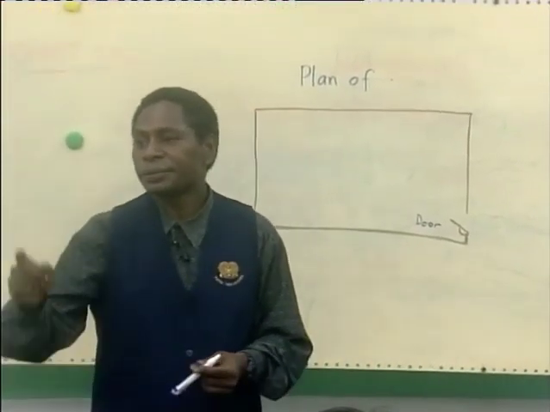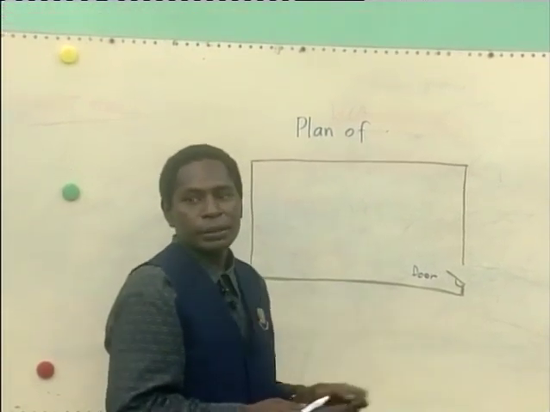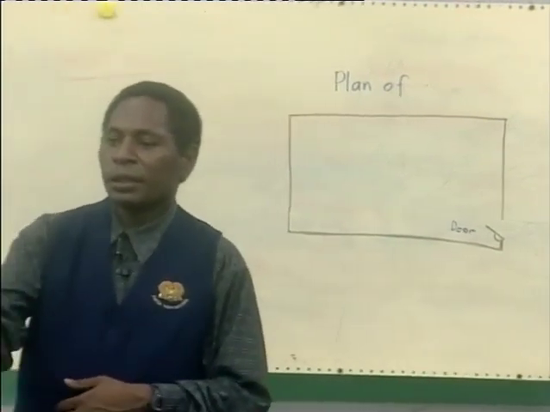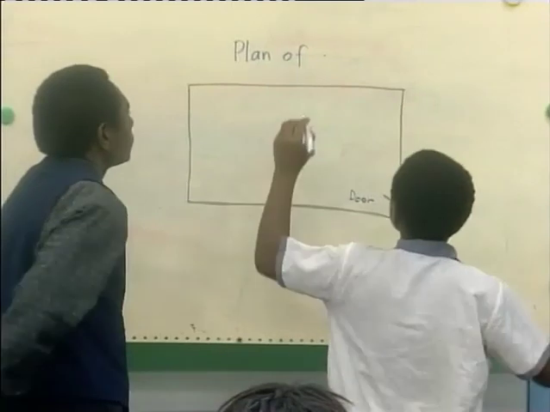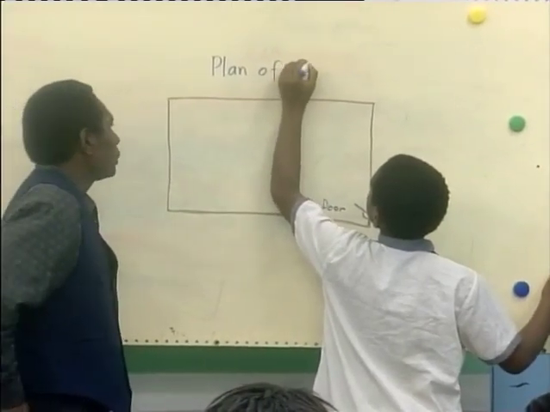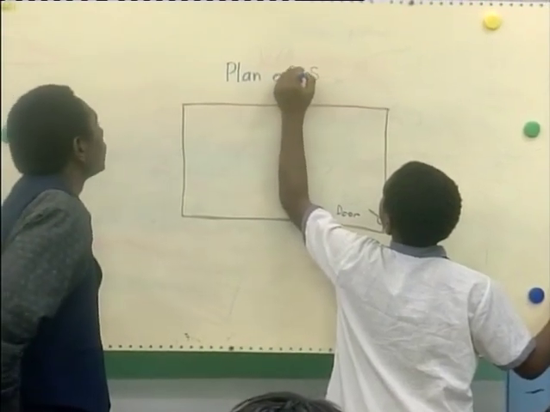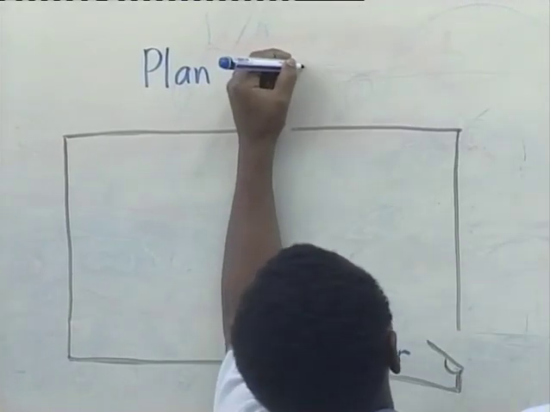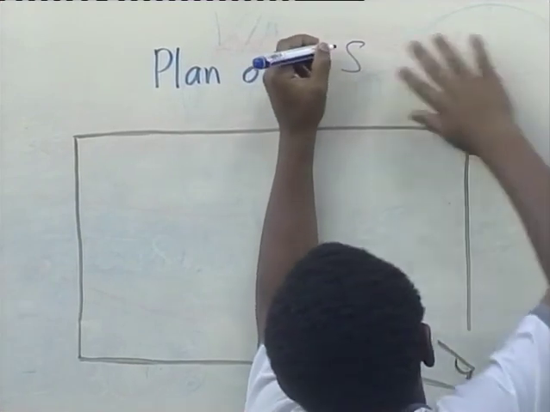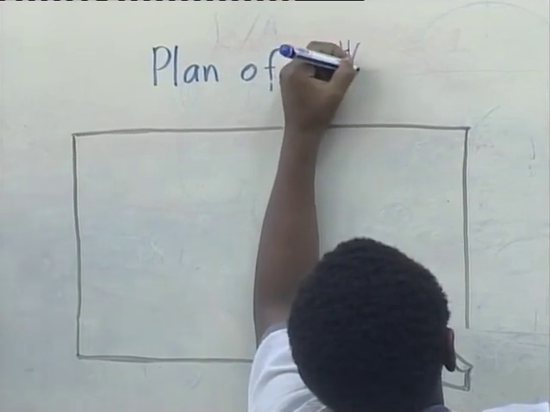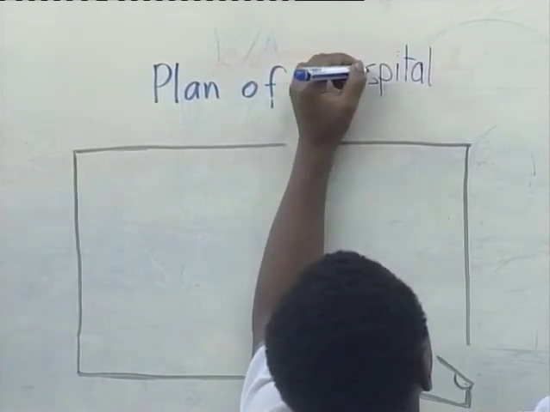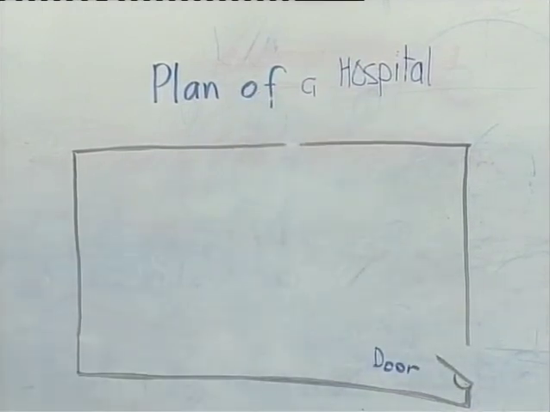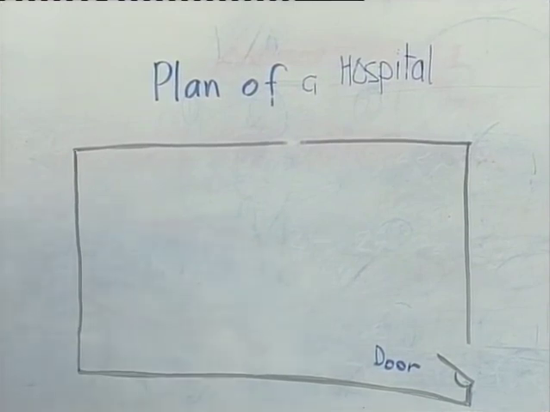This is a plan of a, anybody? What is this a plan of? Thank you, Tyson. Thank you very much, Tyson. Okay, we will have a plan of a hospital. This is the plan of a hospital.